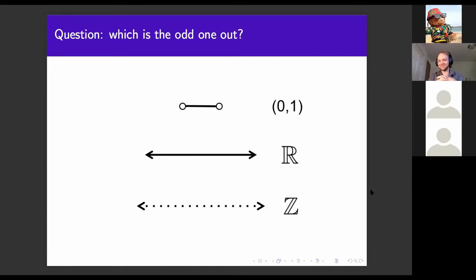Well, I guess integers is the odd one out here. Why? Well, you can make a direct mapping between the real numbers and the interval of 0 and 1 because it's a dense set, while the integers is just countably infinite. So you can't really make a direct mapping from integers to reals.